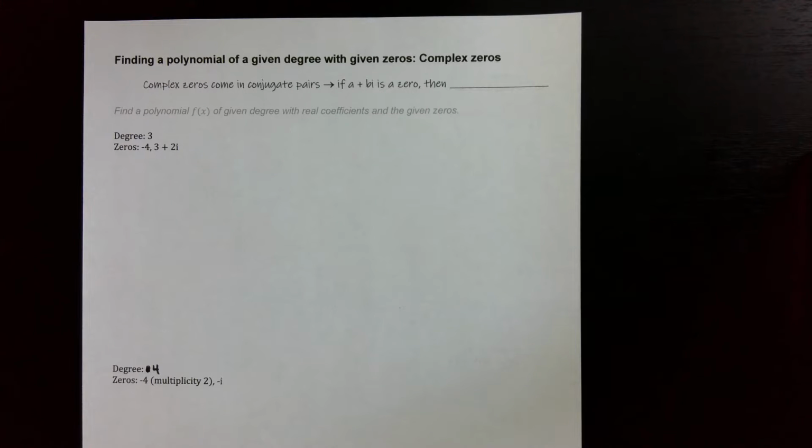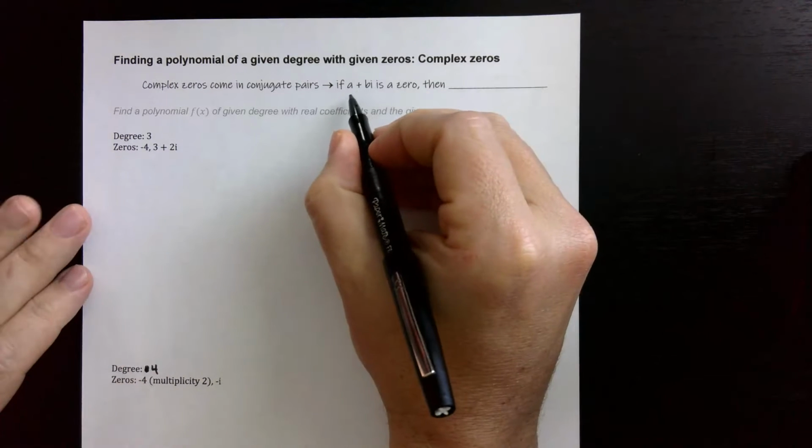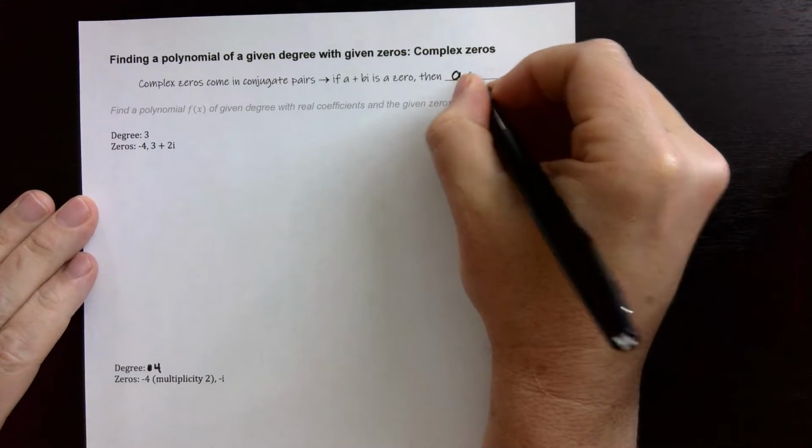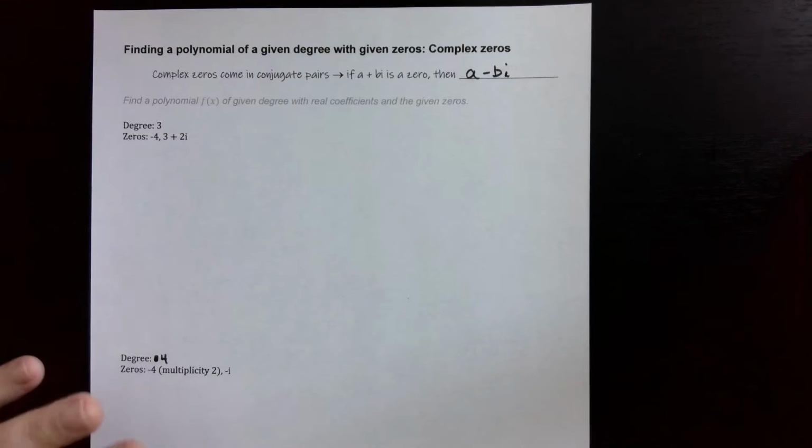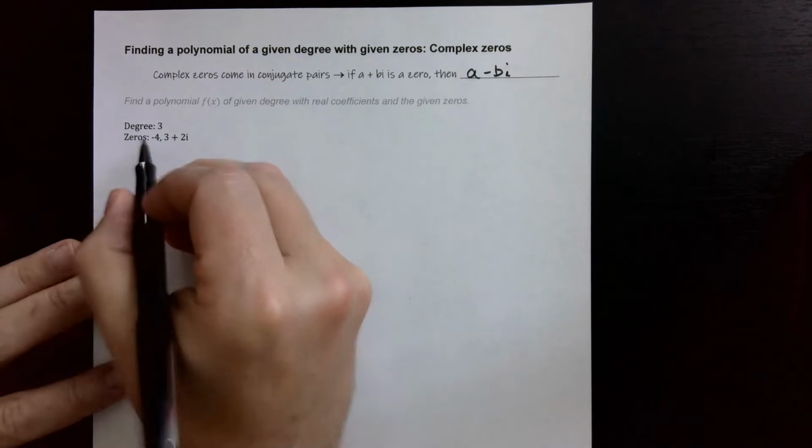In this video, we're going to find polynomials that have a given degree with given zeros, and this time we're going to use complex zeros. Recall that if you have a complex zero, a plus bi, then a minus bi must also be a zero. So they always come in pairs. Let's look at the first problem.